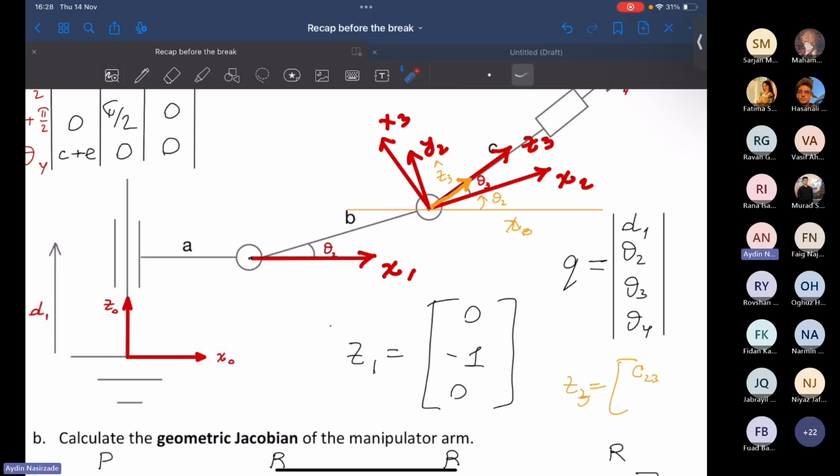What is the projection of this guy on Y0? 0, right? It has no projection on Y0. Yes. What is the projection of this small guy on Z0, which is this one?